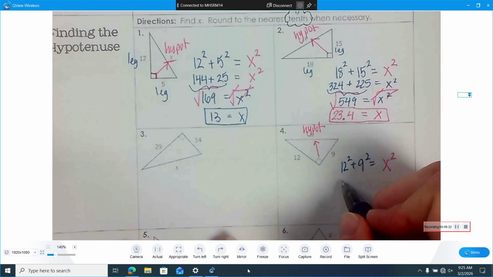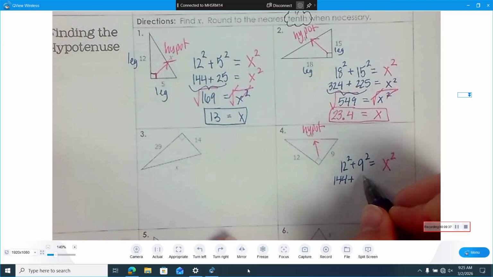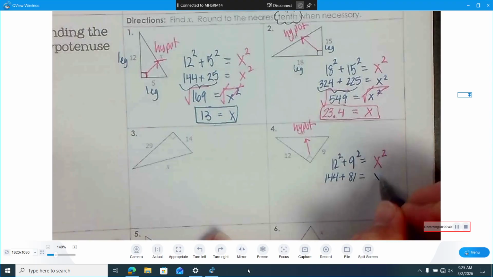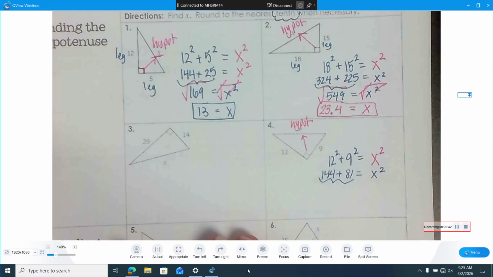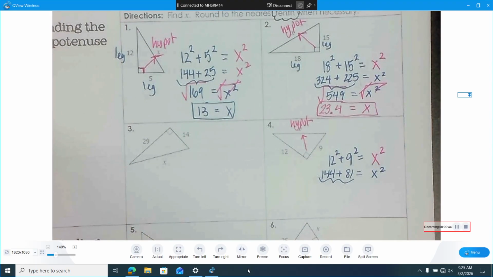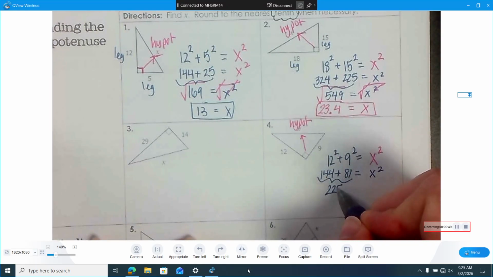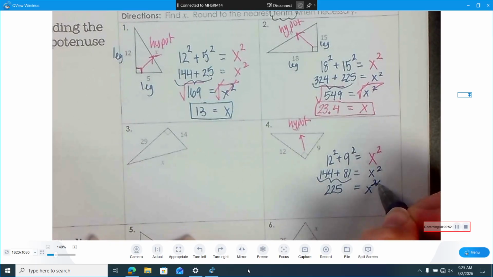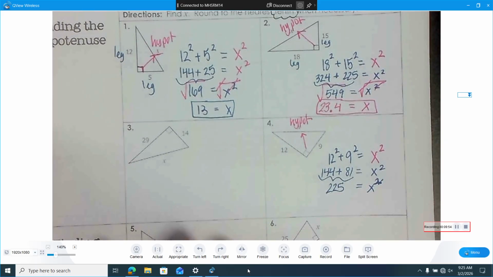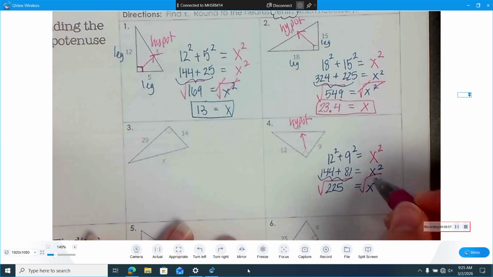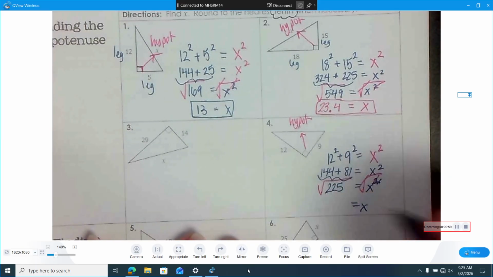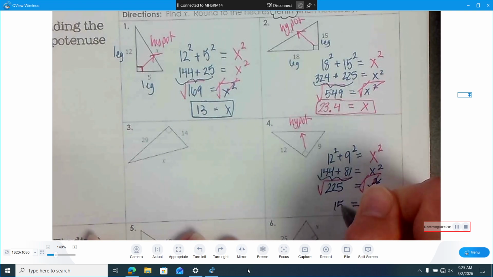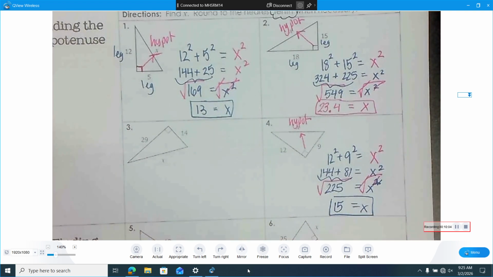All right, what is 12 squared? 144 plus 9 squared? 81 equals my x squared. What is 144 plus 81? 225 equals x squared, and then how do I get the x all by itself? Square root, both sides. So x equals 15. Hey, how about that? That turned out nice. 9, 12, 15. That's a nice triangle.